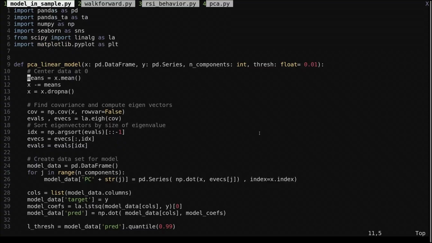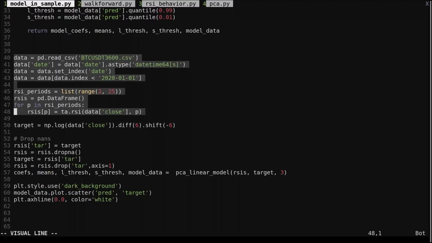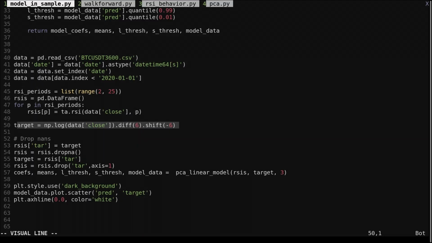This script computes the model in sample. Before we look at the code for the model, let's look at the setup. We load in data from a CSV and compute the RSIs. We create a target variable. This is what the model predicts. I used the change in the log closing price over the next 6 candles. We'll consider other prediction horizons later. We drop the NaN values from the target and RSIs.